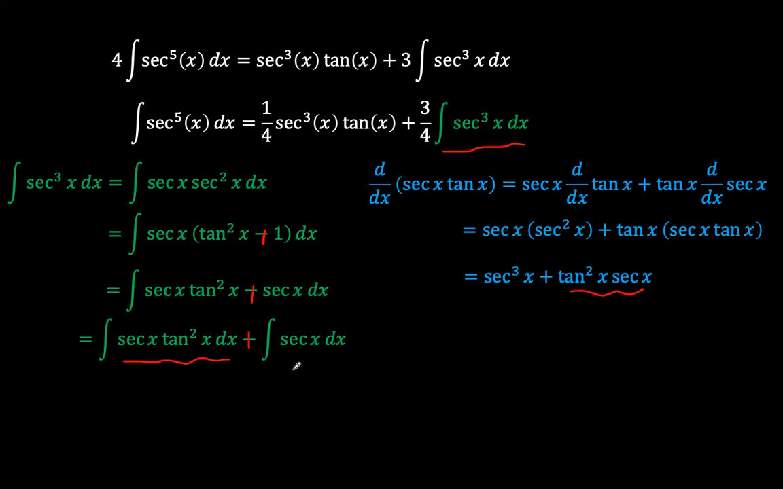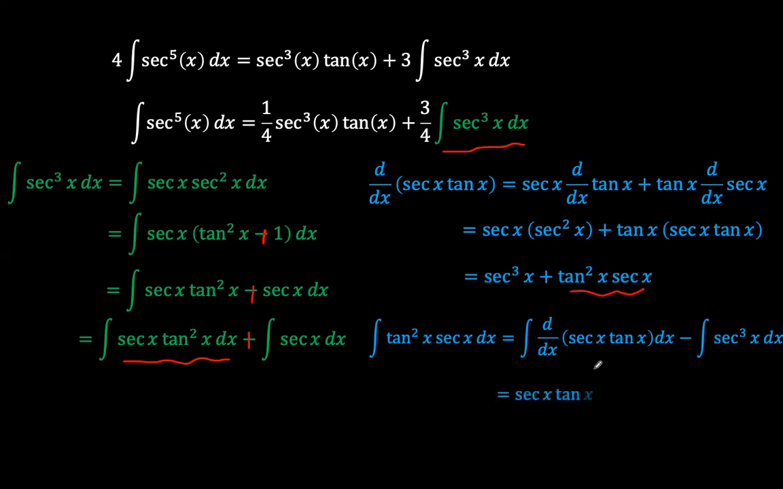Now, when we integrate tan squared x sec x, in other words, when we integrate this, the same as the integral of what we have on the left-hand side here, the derivative of sec x tan x minus the integral of sec cubed x. And so since this is the integral of a derivative, we just get the same thing as sec x tan x here, minus the integral of sec cubed x.